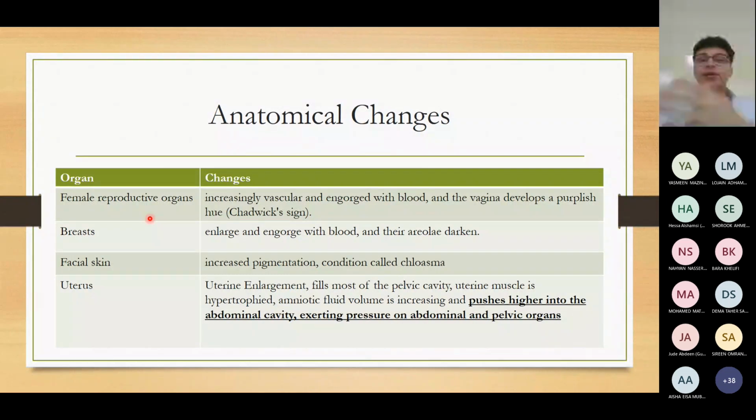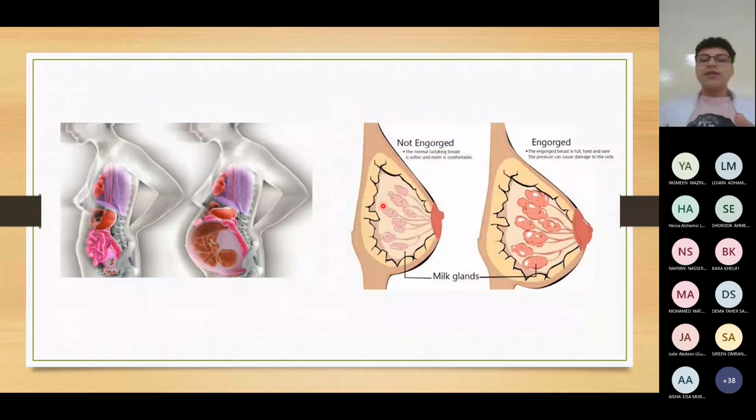You're going to ask me why the breast is changing. We obviously need to know: after the baby is born, we have lactation. Okay, so the breast needs to be ready for the lactation. So what's going to happen with the breast? I have a picture here. As you can see, this is a normal breast. And this is a breast during pregnancy. As you can see here, it got enlarged, okay? And the areola, as you can see here, got darker, okay?